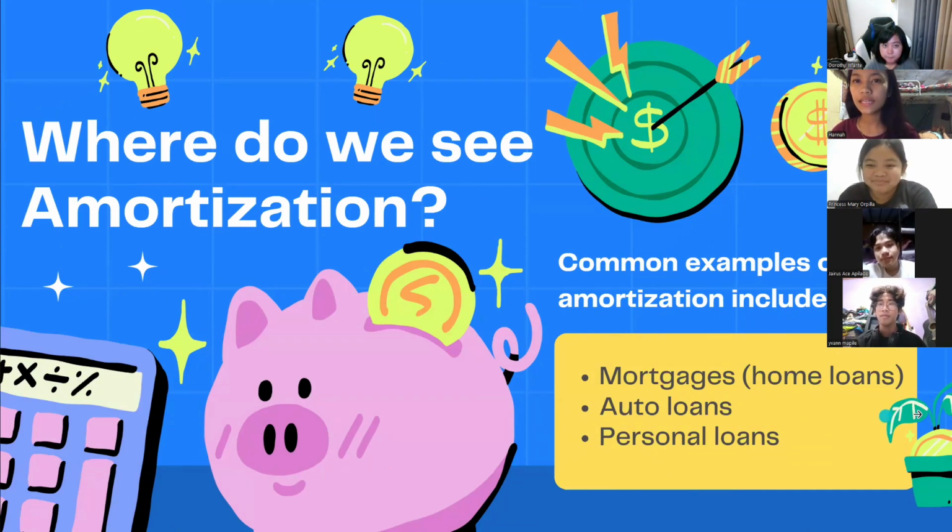Where do we see amortization? Common examples of amortization include mortgages, home loans, auto loans, and personal loans.